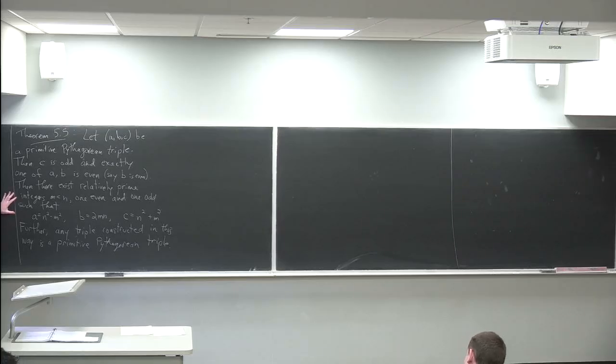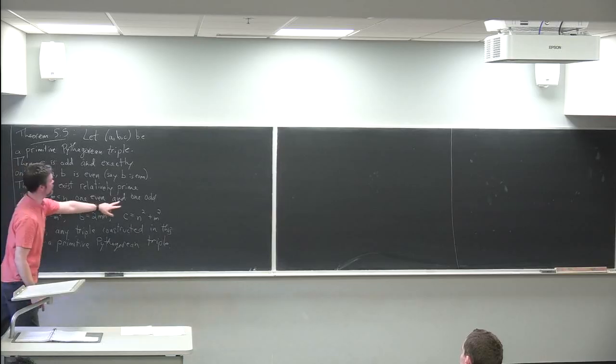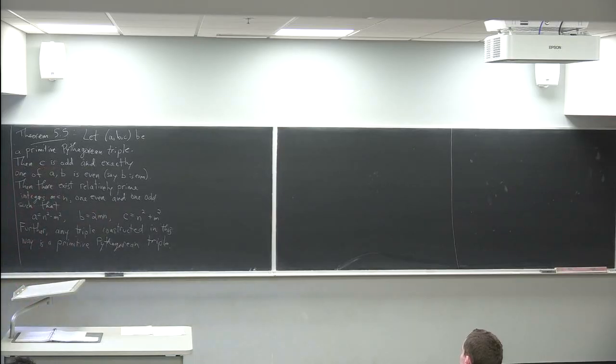So there's going to be a pair of integers that determine A, B, and C. There is a pair of relatively prime integers, M and N. So they're relatively prime, and they have opposite parity, so one is even, one is odd, such that A, B, and C are completely determined by M and N in this way.